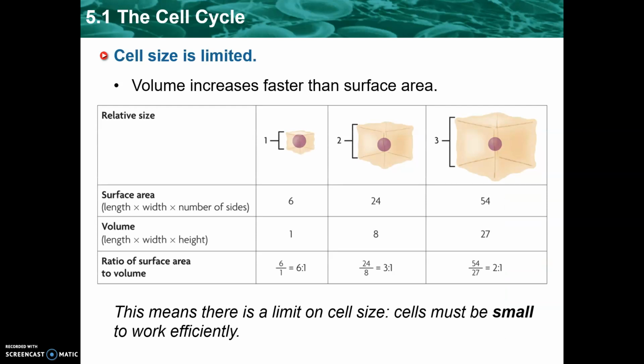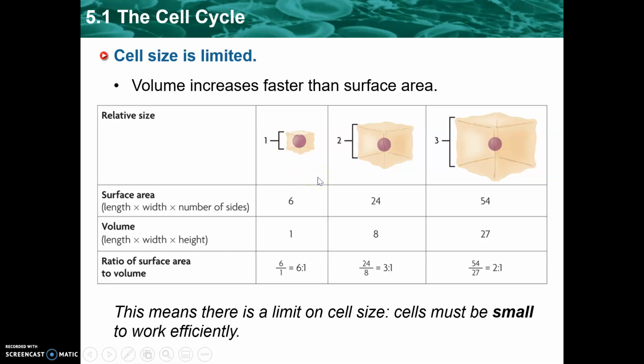So the limits on cell size, there's really 3 things to keep in mind when we're looking at the size of different cells. The first thing to keep in mind is that volume increases faster than surface area. We will be talking about both volume and surface area here. The surface area of a cell is whatever is on the outside. Basically, it's the amount of membrane that a cell has. Versus the volume is going to be the space that that cell takes up.